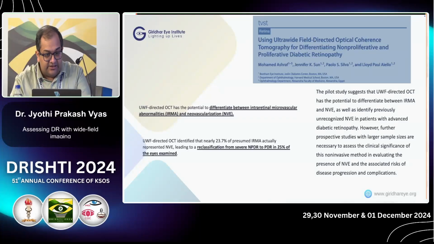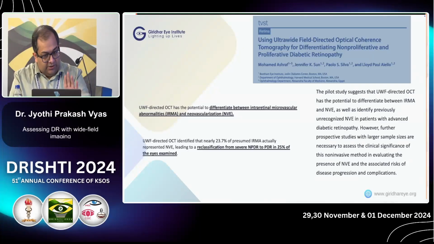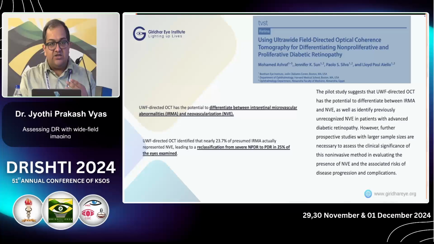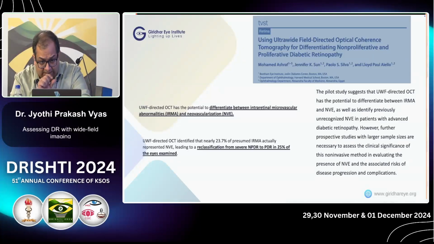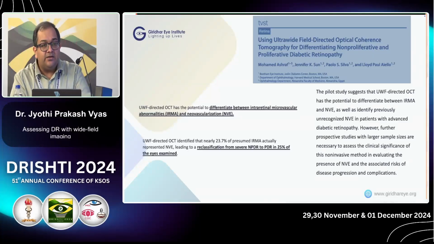This is a pilot study which was done around 2-3 years ago. It was a very small study, around 30 or 32 eyes were examined, and this answered the basic question. One of the indications, if you remember from our basic postgraduate training, is that fluorescein angiography is indicated to differentiate between IRMA and NVE. Now this is the question which was answered here non-invasively.